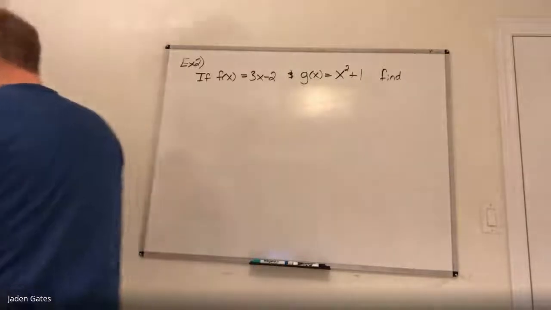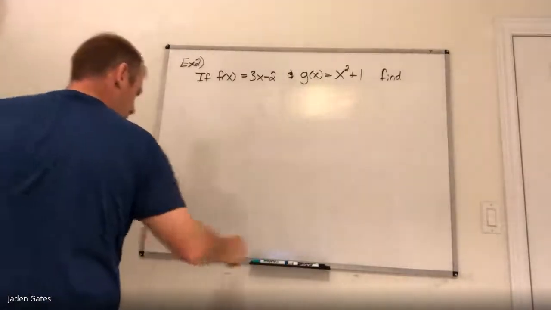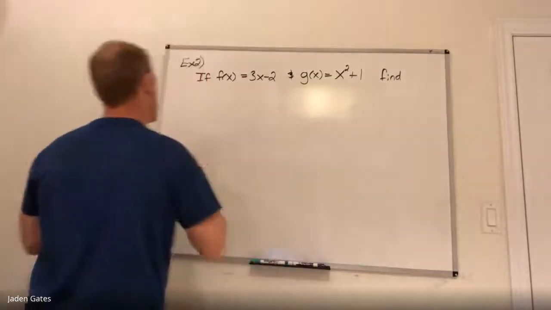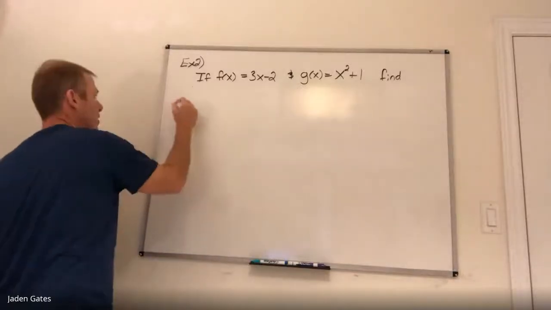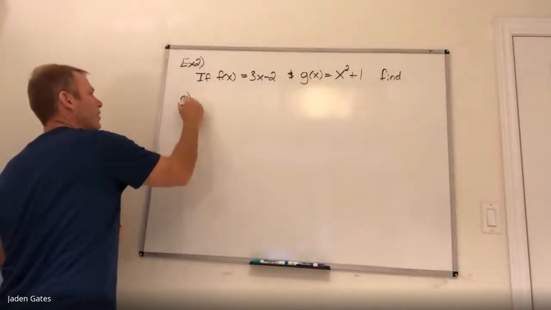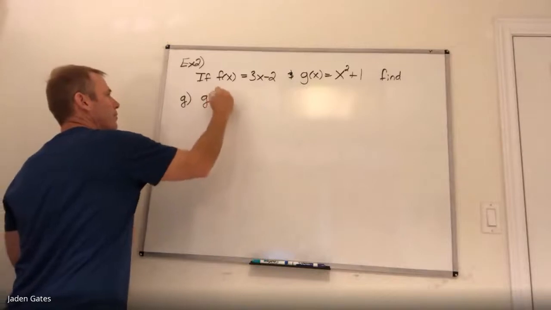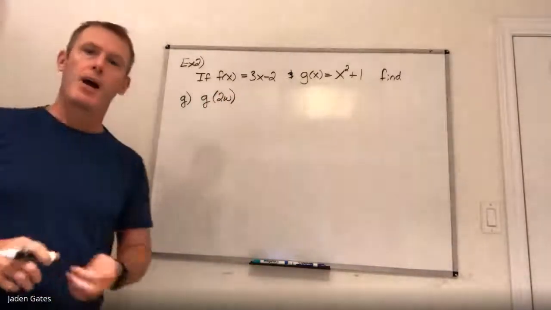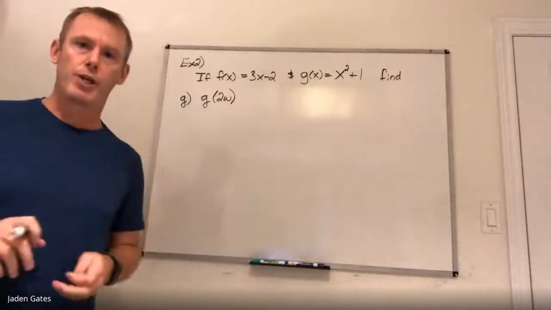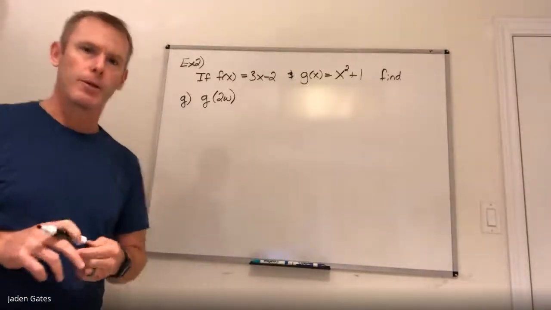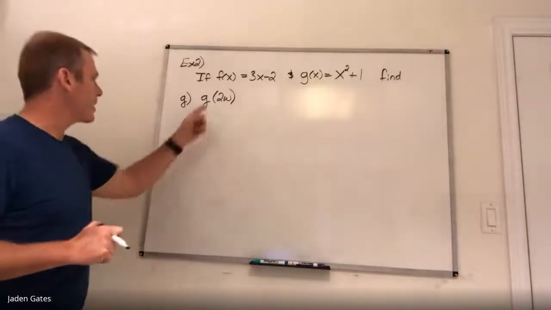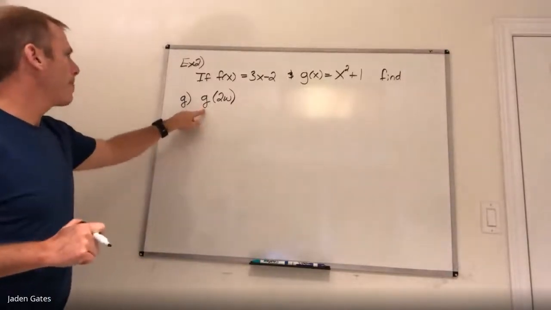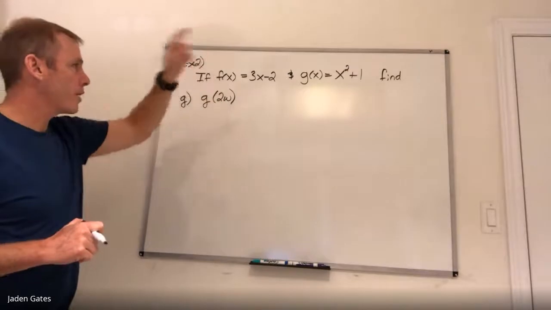All right, so what do we got next here? This is question G, and it is g of 2w. All right, so again, I have a polynomial inside the function notation. So that means our answer is going to be a polynomial. So again, it is saying take the g equation, but sub in 2w for x.